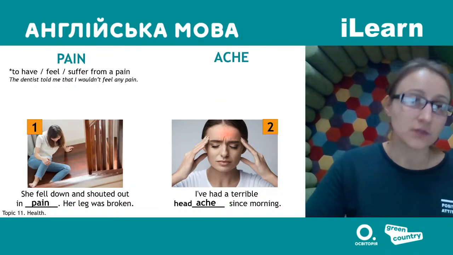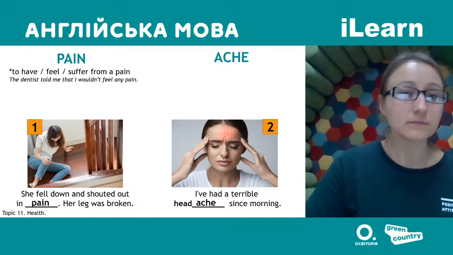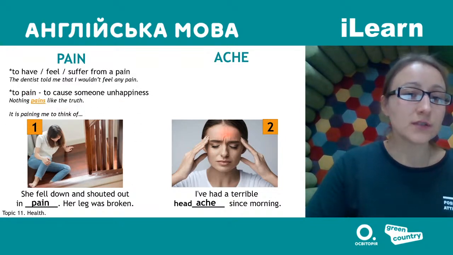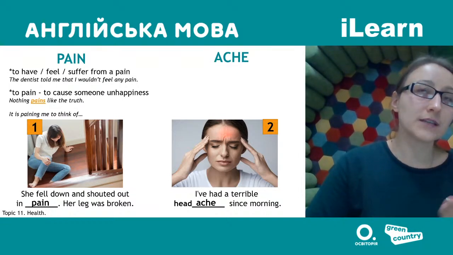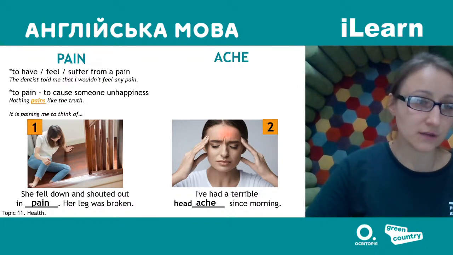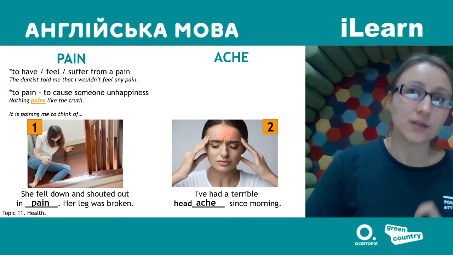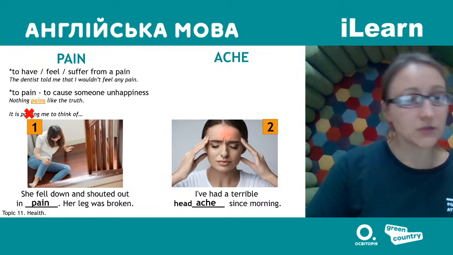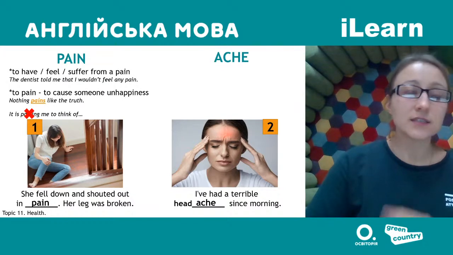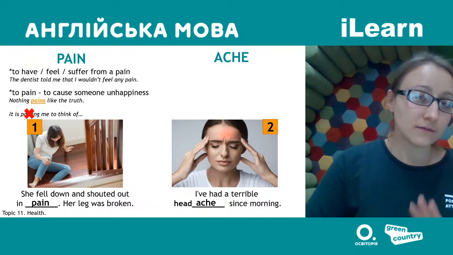So how do we use pain? We usually use pain with to have a pain, to feel a pain, to suffer from a pain. And we can also use pain as a verb. For example, to cause someone unhappiness. Але якщо ми використовуємо як дієслово, воно вже набуває такого більш емоційного значення, да? Тобто це когось робити нещасливим. For example, nothing pains like the truth. Be careful. If pain is used as a verb, it cannot be used in continuous tenses because it's a state verb. Зазвичай pain не використовується як дієслово, але якщо воно використовується, то це тільки в звичайних часах.